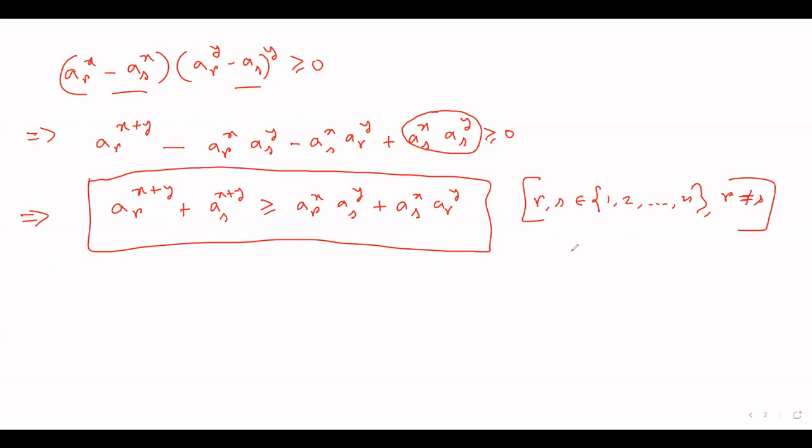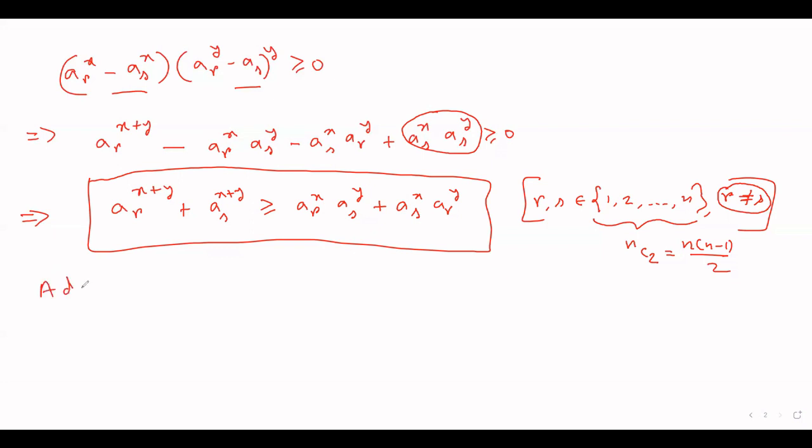How many choices of r and s are there actually? How many ways can you choose two integers from this list? Can anyone tell me? Shouldn't it be nC2? n square, n square. No, not n square, because r is not equal to s. That is why it's not n square, but n into n minus 1. So, nC2, yes, all right. So we have nC2 number of different inequalities here.